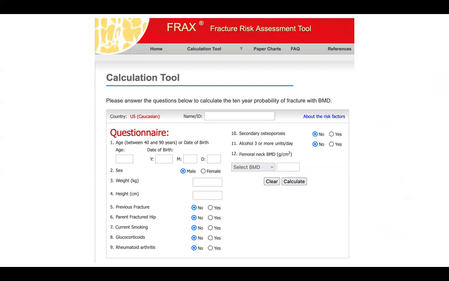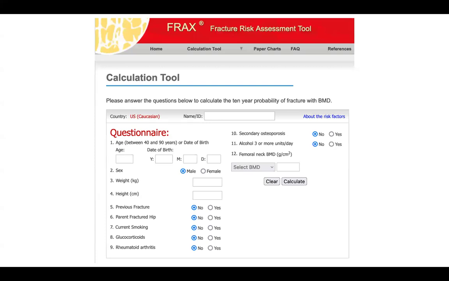That being said, we also have this FRAX tool that's actually pretty useful, and I did not know about it until working on this talk. So most fragility fractures occur in patients that do not actually have osteoporosis by bone mineral density criteria, which is a DEXA score, T-score of less than -2.5. There's other factors that come into play.